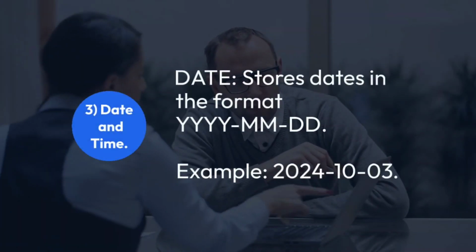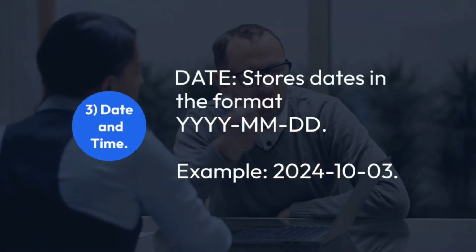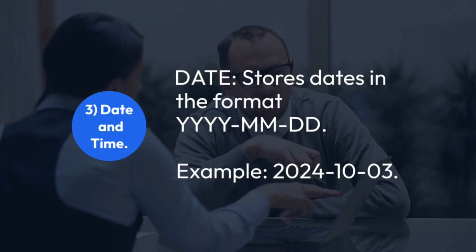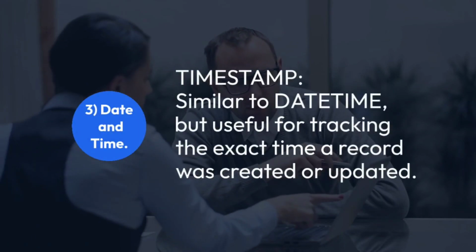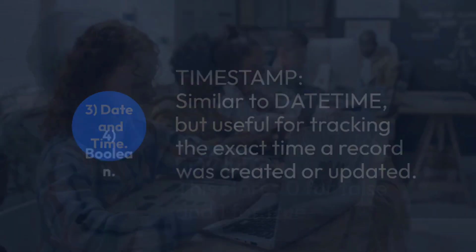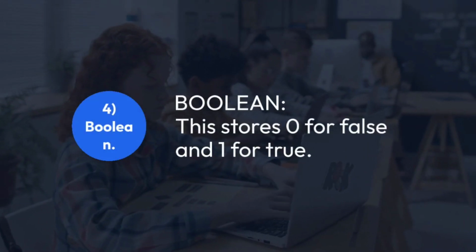Date and time related data types are: date, to store a date in the format as shown here, and datetime, to store both date and time. And timestamp, which is useful for tracking the system date and time. About timestamp we will discuss in a further video. Boolean, which stores either true or false.